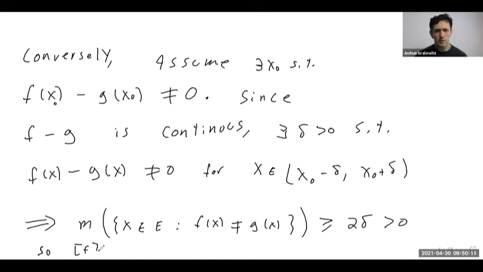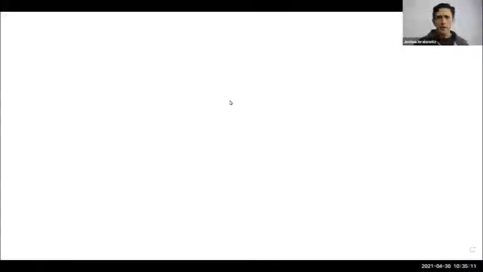So that means these two classes are not the same. The set of all x in E where f of x is not equal to g of x does not have measure 0. All right, so let's move on.